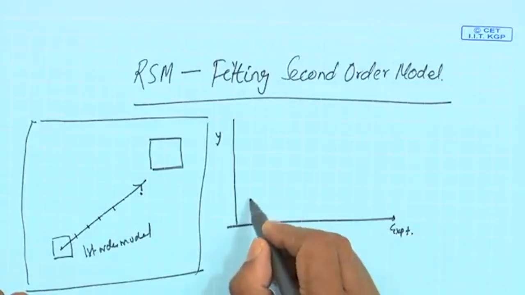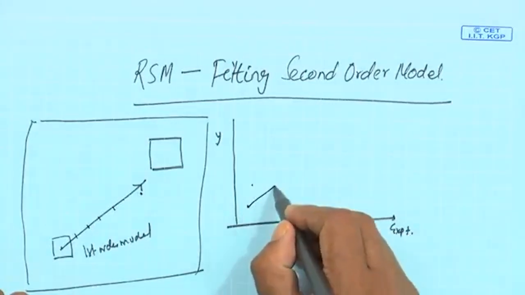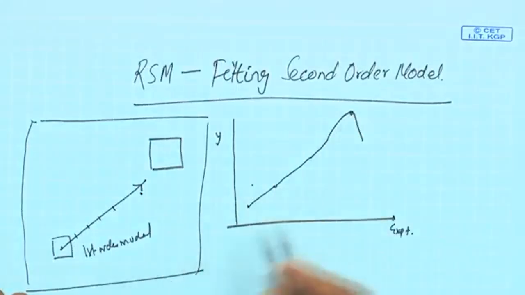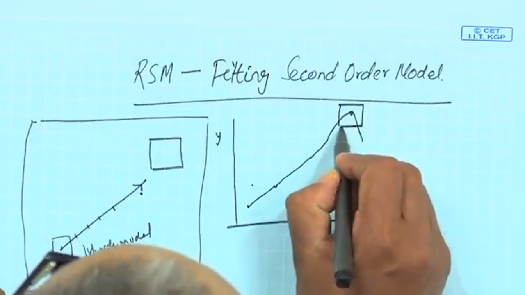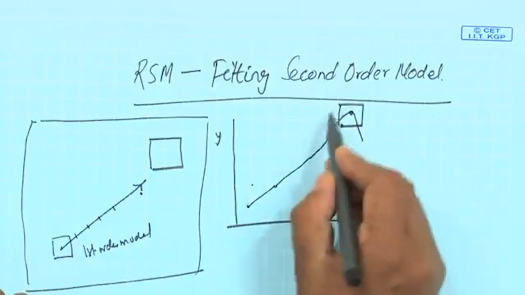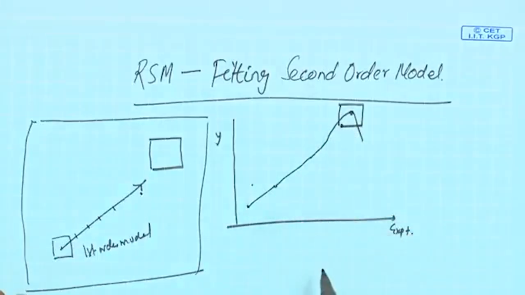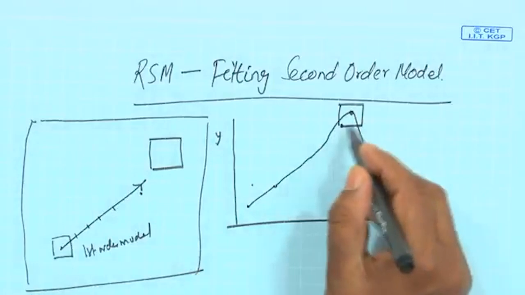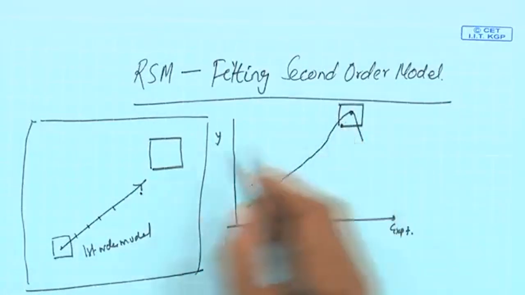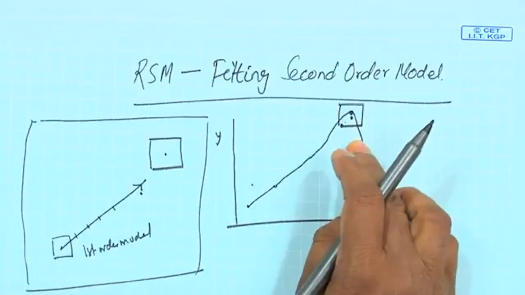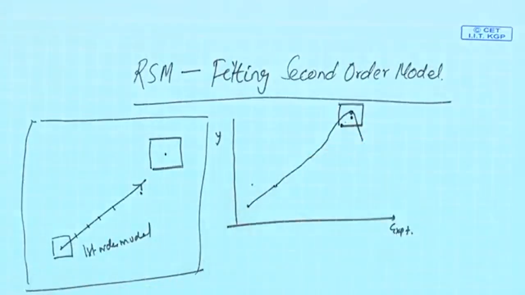Last class we showed you how the yield value is changing, and in this manner we come to some point like this. And then here we say that there is such a curvature. So, at this point, or perhaps this is the zone where the optimum point lies. This zone is a nonlinear zone, which is probably quadratic. So, at this particular operating zone, your first order model will not fit, you require a second order model.